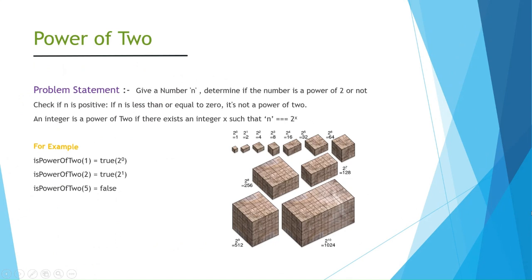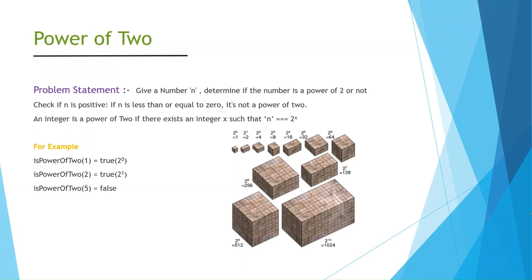Now, let's talk about the power of 2 algorithm problem statement. As you can see, given a number, determine if the number is a power of 2 or not. Check if n is positive; if n is less than or equal to 0, it is not a power of 2. An integer is a power of 2 if there exists an integer x such that n is equal to 2 to the power x.